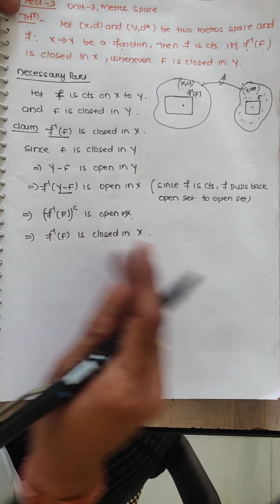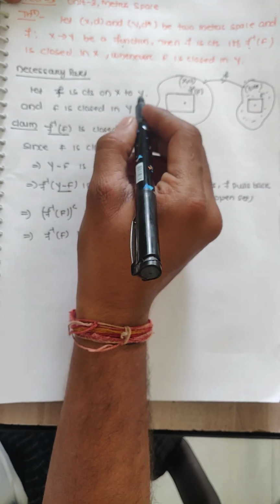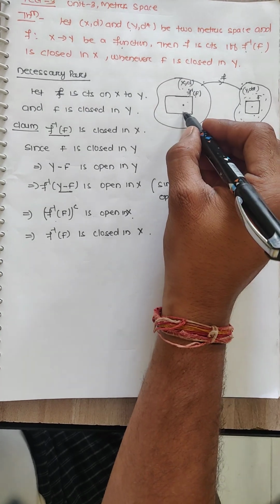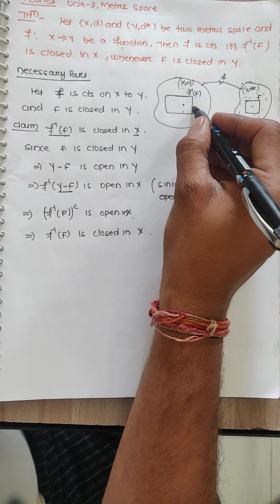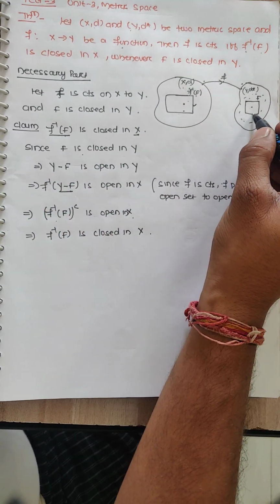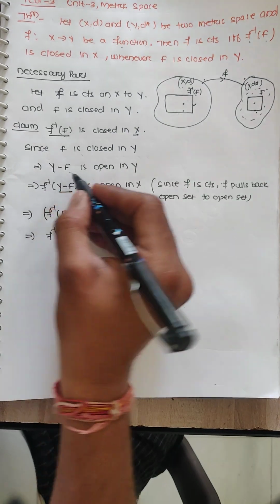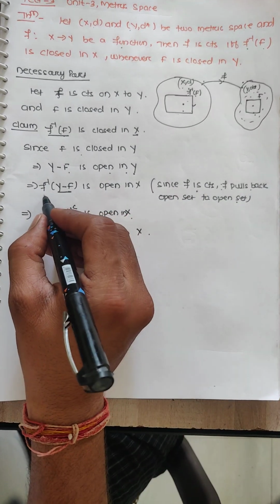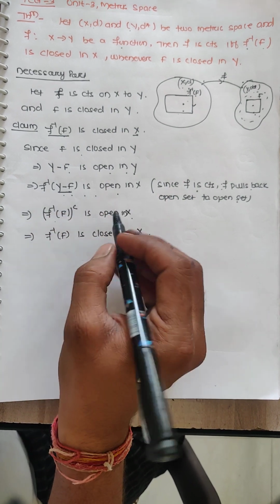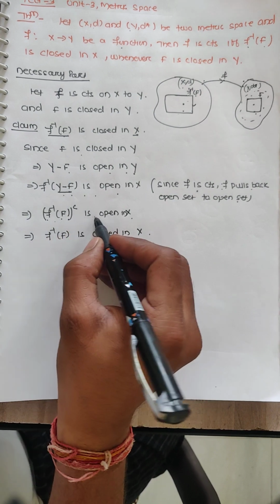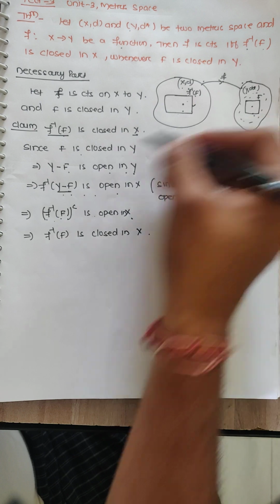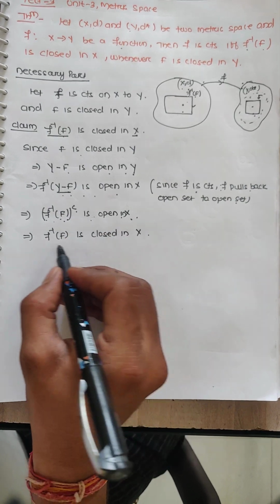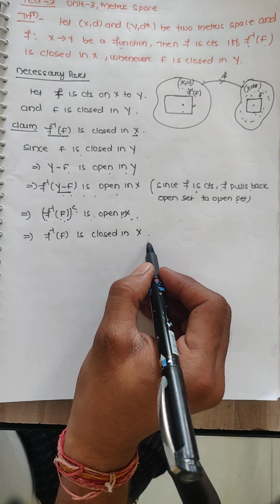Again, what we have to prove is that f is continuous from X to Y and F is closed in Y, and we will prove that f inverse of F is closed in X. That is sufficient to show that the complement of this set is open in X. Since F is closed in Y, the complement of F in Y, that is Y minus F, is open in Y. Since f is continuous and f pulls back open sets to open sets, f inverse of Y minus F is open in X. This is nothing but f inverse of F complement in X, because Y minus F is the outside points, and the inverse image of that outside is open in X. That implies the complement is open. This means f inverse of F is closed in X.